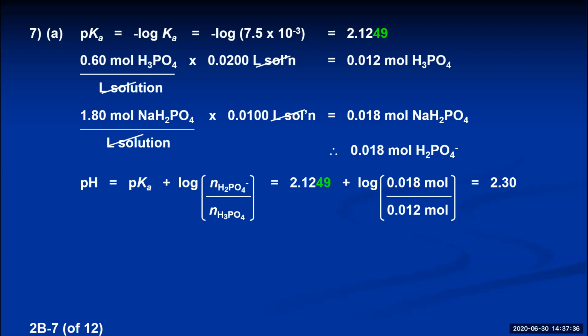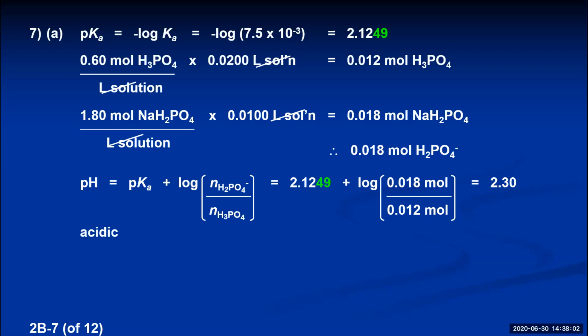We have a buffer solution whose pH is 2.30. Part B says, calculate the final pH if 1.0 milliliter of a 1.0 molar hydrochloric acid solution is added to this buffer from 7A. So we're going to add some HCl to it. We would imagine the pH would go down, and if it was just added to water, the pH would go down drastically, but let's see how much the pH of this buffer goes down.